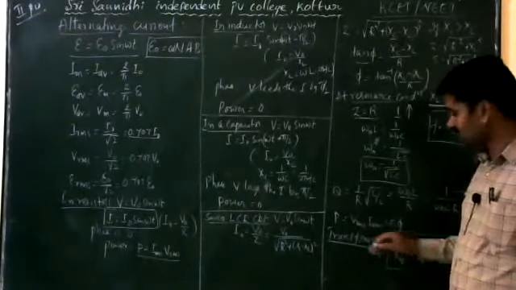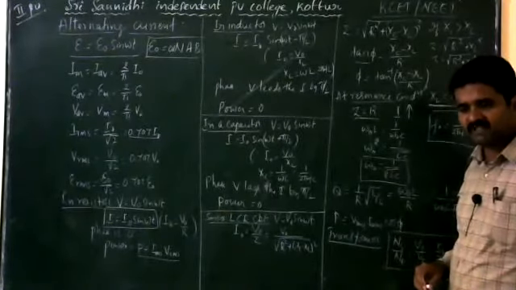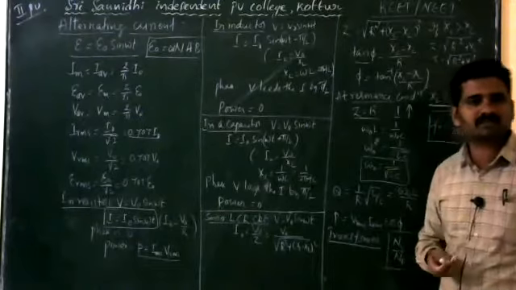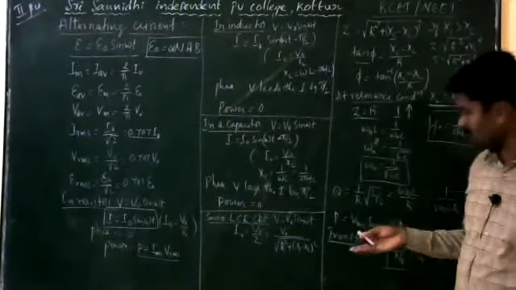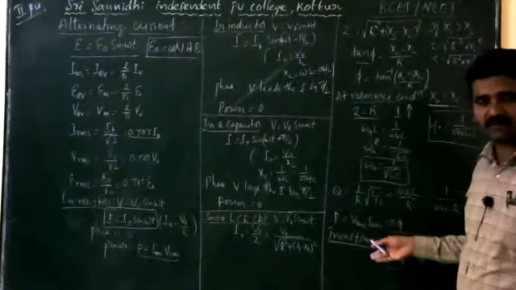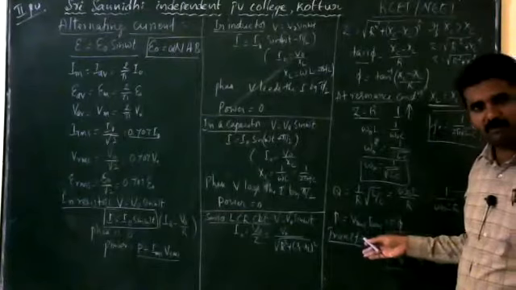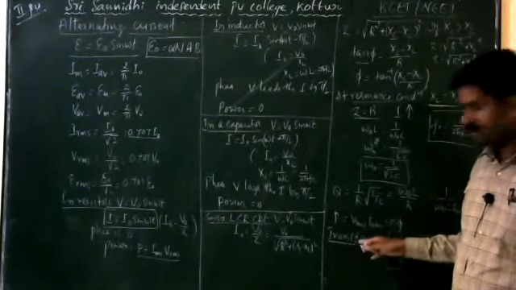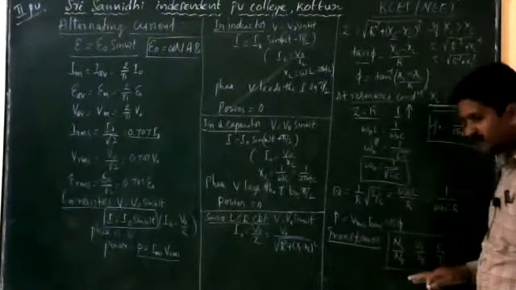Next we can go for transformer conditions. A transformer is used to obtain the desired values of AC voltage. We study two types of transformer: step up transformer and step down transformer. These are the conditions for the step up transformer and the step down transformer.